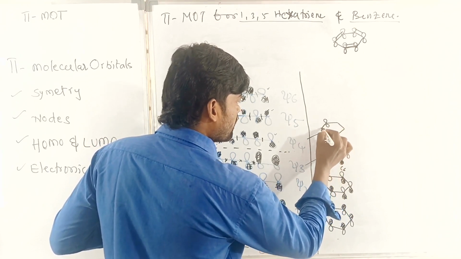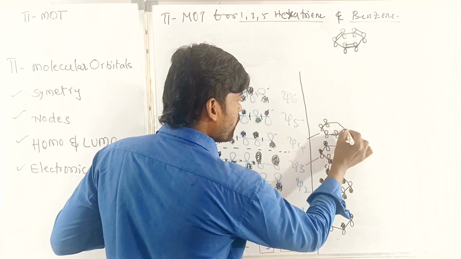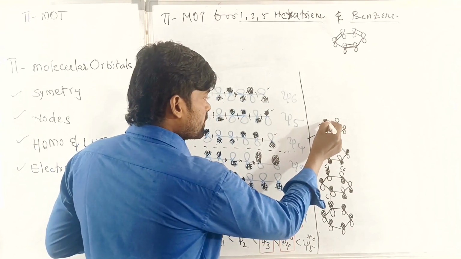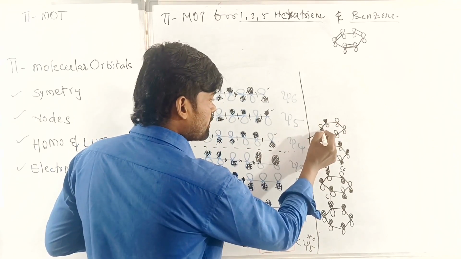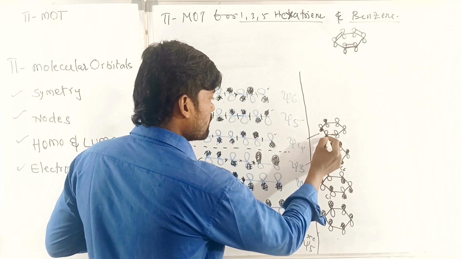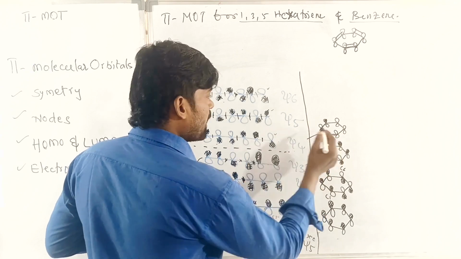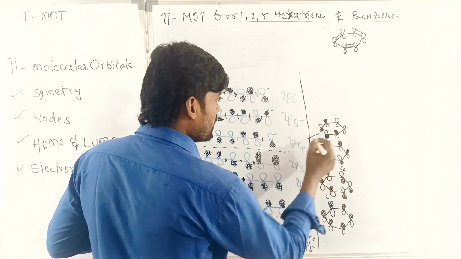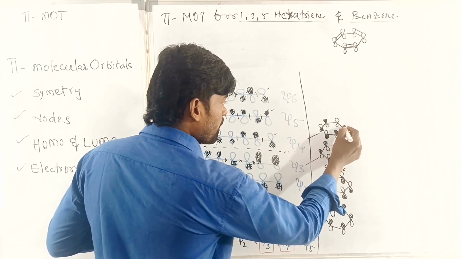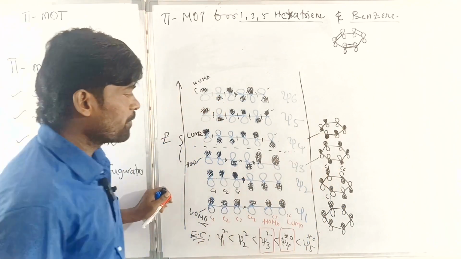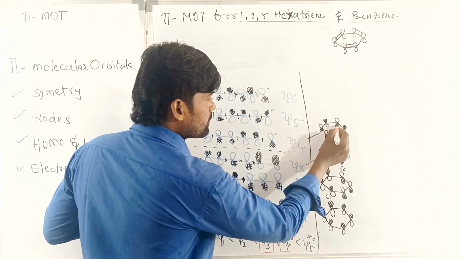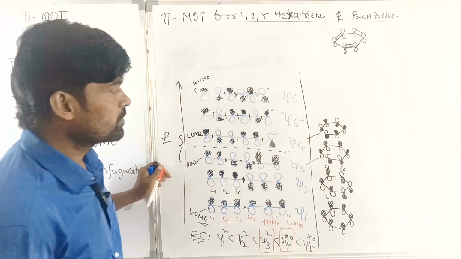Psi4. C1, C2, C3, C4, C5, C6. C1 upside, C2 downside, C3 downside, C4 upside, C5 upside, C6 downside. Super. Next Psi5.